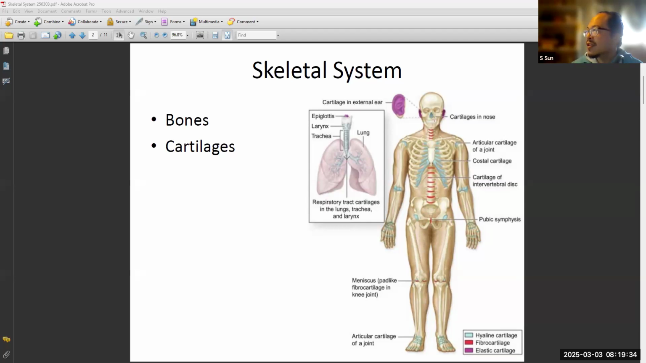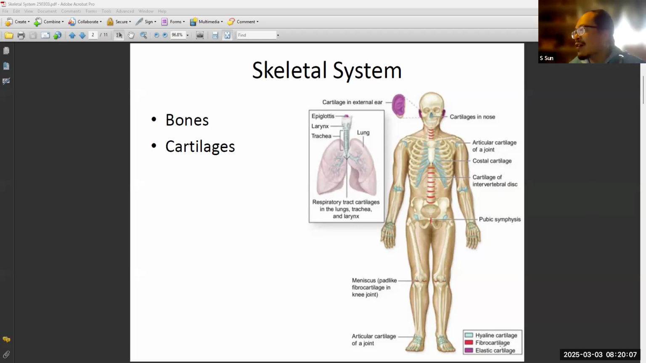You have bones, and you have cartilage to connect bones. So between bones, you have the cartilage, and you have different kinds of cartilage. You can see a little bluish cartilage, and this yellowish, sorry, reddish cartilage, and here is another type of cartilage. These types are hyaline cartilage. We talked about this already.